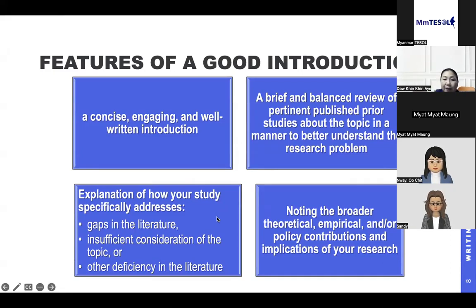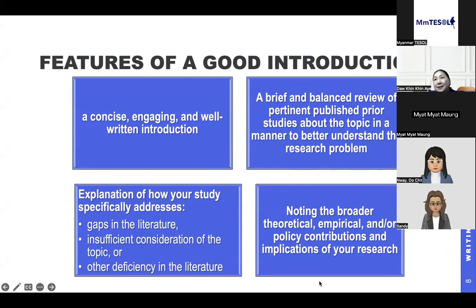Now, explanation of how your study specifically addresses the gaps. After putting that down, you can explain how your study specifically addresses the gaps in the literature or insufficient consideration of the topic. Sometimes people look at the same problem, the same context, but in terms of research methodology, or participants, or factors, you may feel that what previous studies looked at is insufficient consideration of the topic or another deficiency in the literature. Now, after that, noting the broader theoretical, empirical, and or policy contributions and implications of the research.